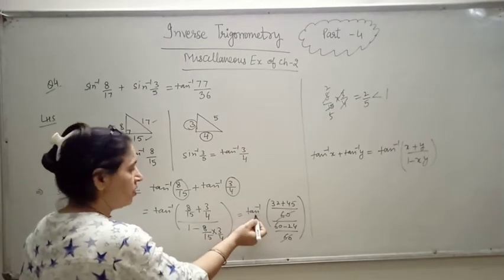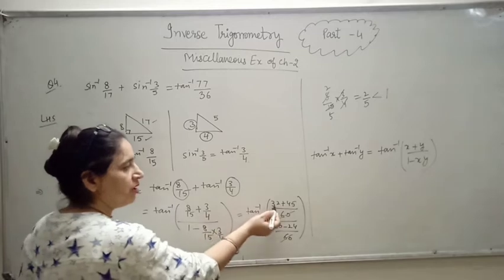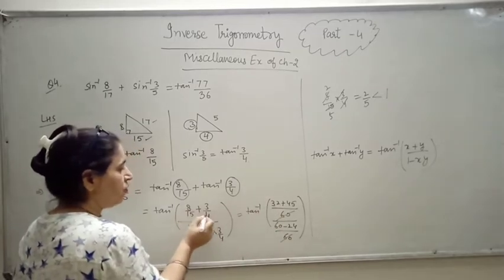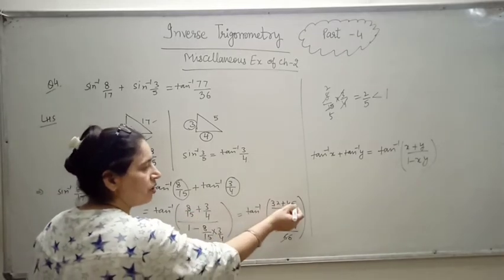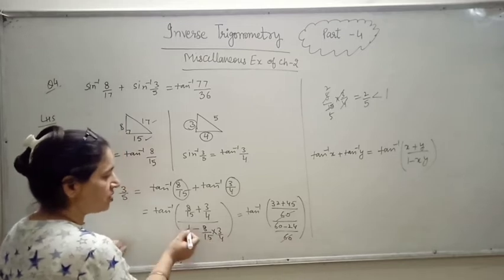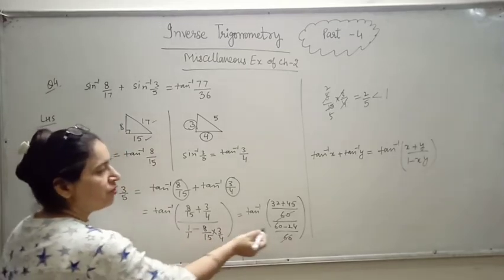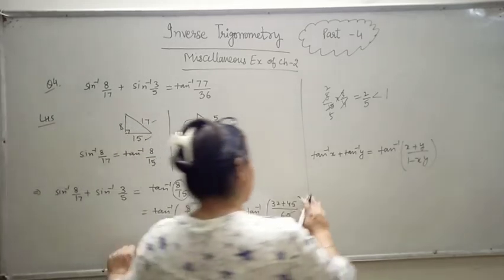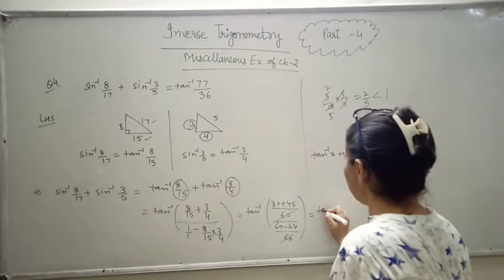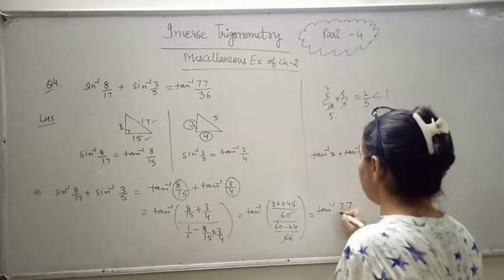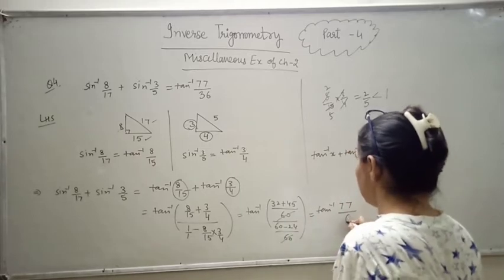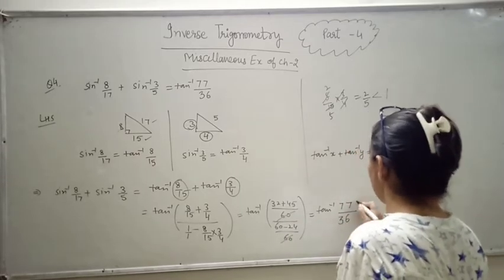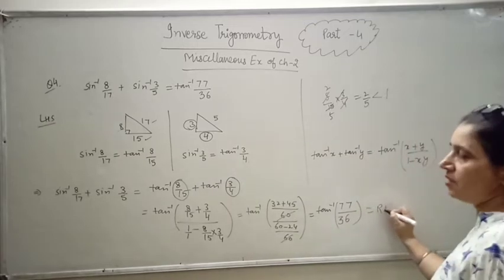So now in tan inverse, when I take the LCM, it would become 60. So 4 eights are 32, 15 threes are 45. Here also 15 fours are 60. If I take the LCM, it will become like this. This 60 will be cancelled by this 60. So you are left with tan inverse 77 by 36, and that is equal to your right hand side.